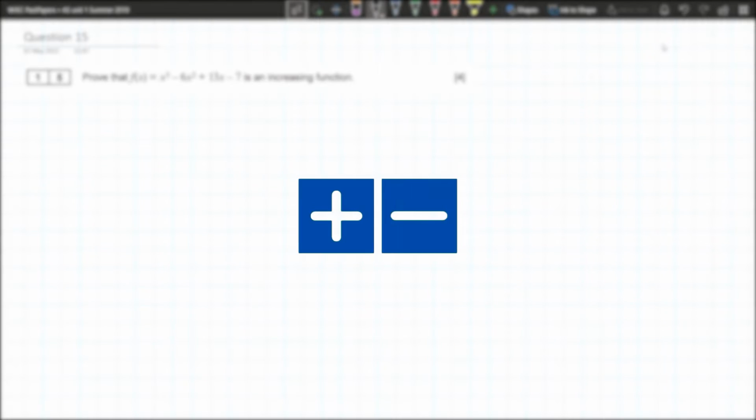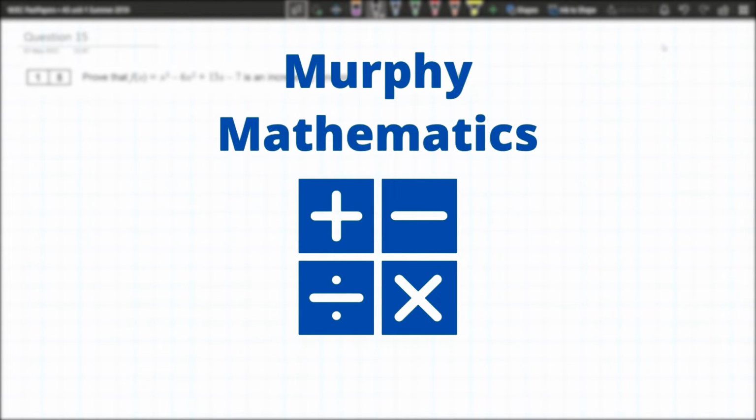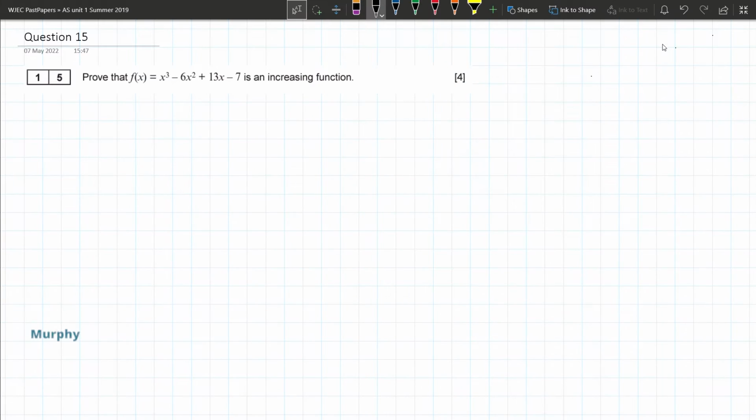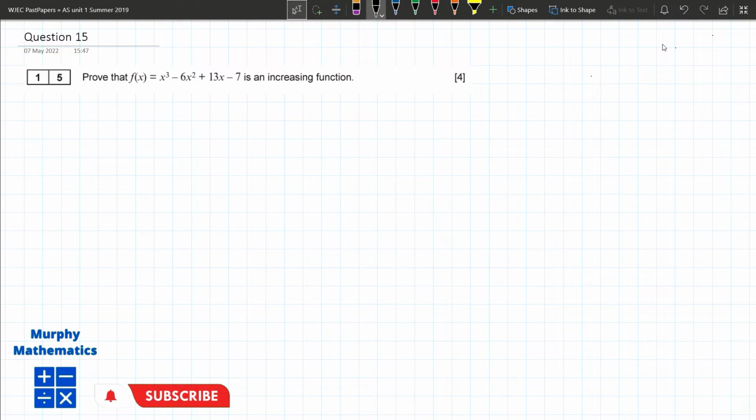Hi guys, this is question 15 on the AS Unit 1 Summary 2019 WJC past paper, and we've been asked to prove that f of x equals x cubed minus 6x squared plus 13x minus 7 is an increasing function. So what we need to do for this type of question is evaluate the derivative of f of x, and we need to show that all values of x for the derivative are greater than 0.